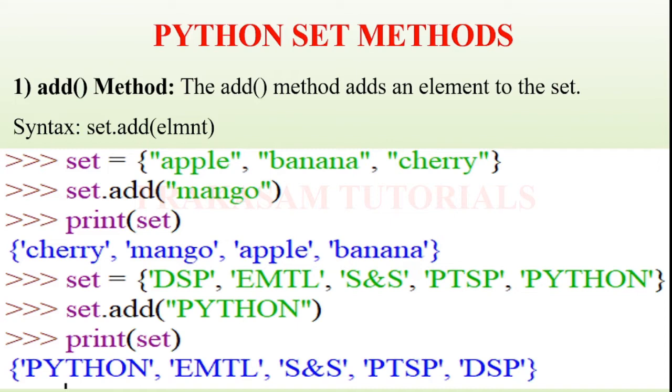In my previous video, we have already discussed about Python set concept. So now here in this video, I am going to discuss about Python set methods. In Python, there are different types of set methods, that are add method, union method, intersection method, difference method, etc. So first, I am going to discuss about add method.